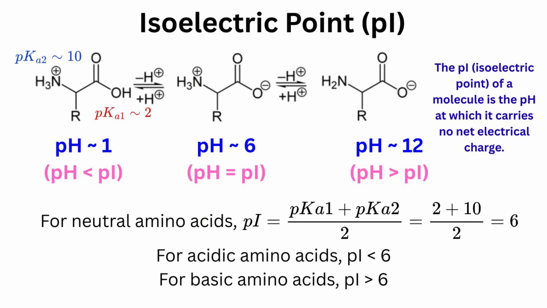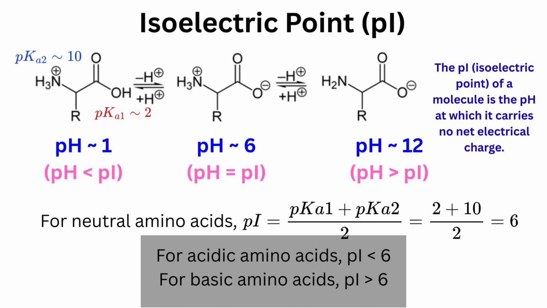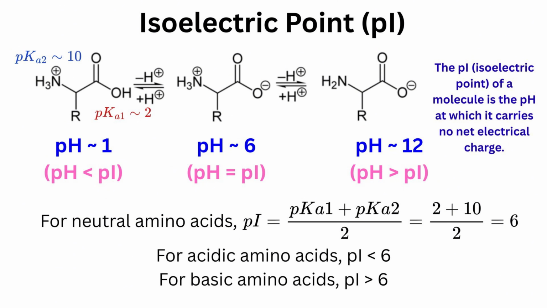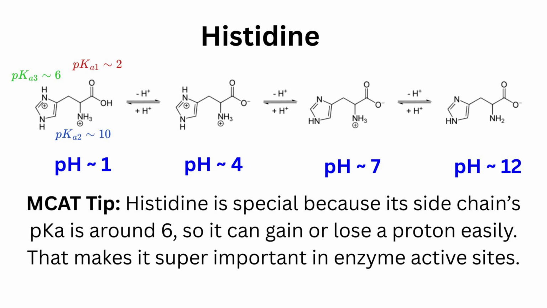For acidic amino acids, the pI is less than 6, and for basic amino acids, the pI is greater than 6. Why does this matter? Because proteins migrate in gel electrophoresis based on their pI and the pH of the gel. We will describe this in another video on isoelectric point and gel electrophoresis. MCAT tip.